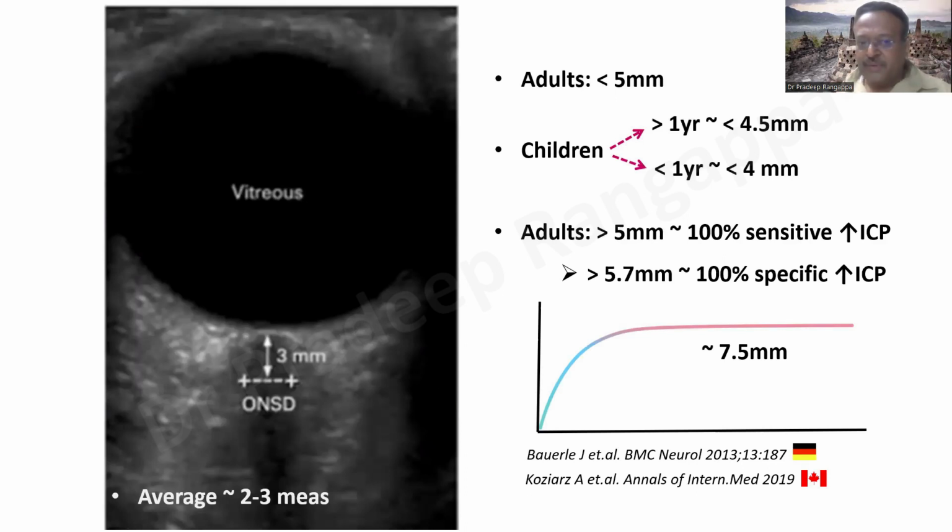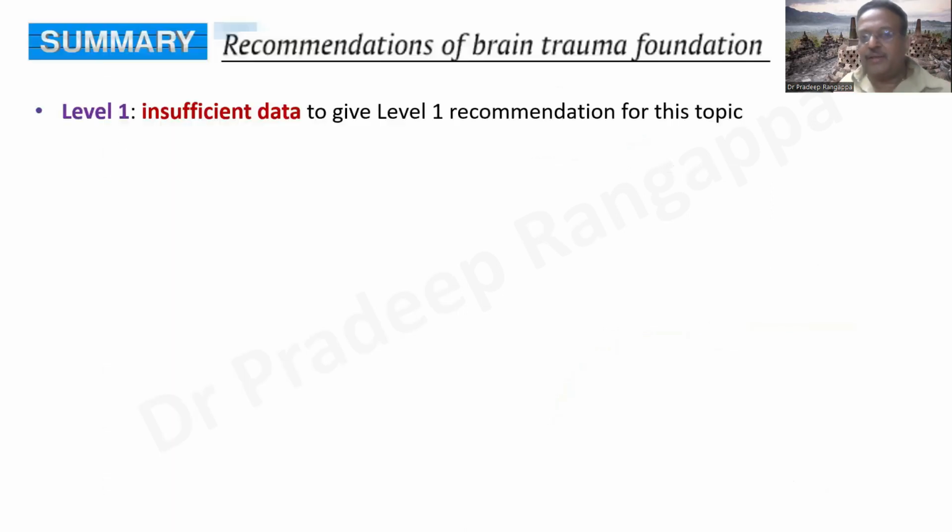3 millimeter behind the globe, you take the transverse diameter measurement. If it is more than 5, it indicates there is high ICP. More than 5.7, it is in a critical phase where ICPs are definitely higher. And you have to take 2 to 3 measurements.